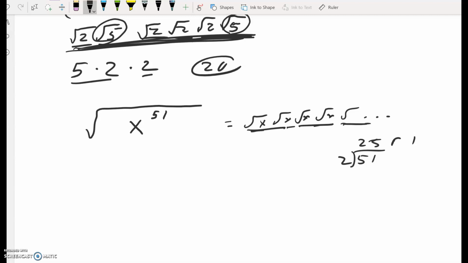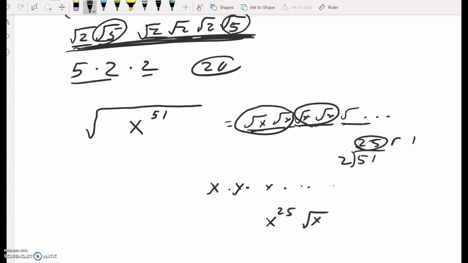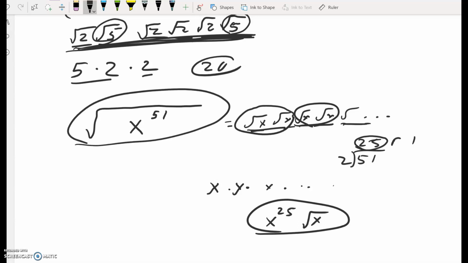So if you had 51 of these guys, the first pair would give you an x, the next pair would give you an x, and in fact you'd have 25 of them, so you'd have 25 x's. That's x to the 25th, all right? And then you would have one little x left over in the bin. And so the simplification of the square root of x to the 51st would be x to the 25th times root x. And we can kind of just imagine writing them all out. So the idea is to write them all out when it's possible. And when it's not possible, the idea is to do this kind of thinking.